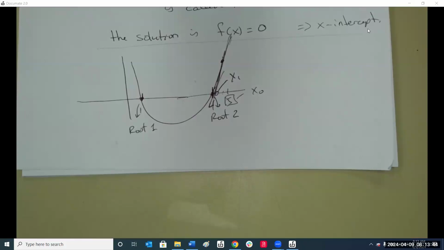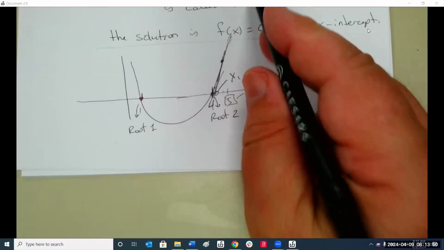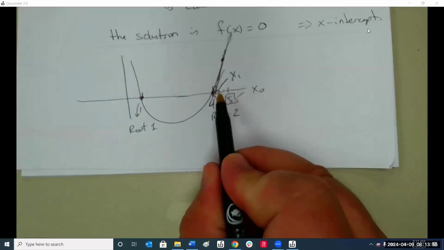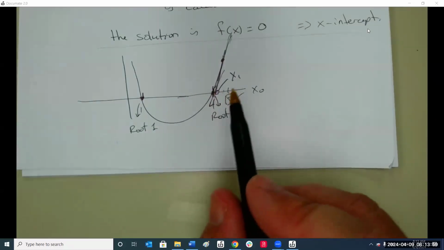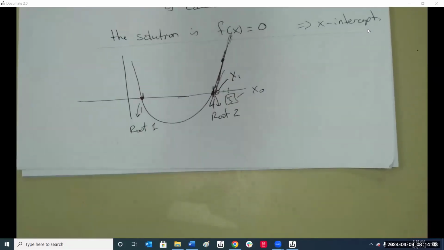This is how Newton's method works. You start off with a guess, plug it into the equation, find the tangent line, the equation of the tangent line, find out where it crosses the x-axis, and that point is your next guess. You start at that point. That's your next one. That's why it's iterative. It repeats itself.